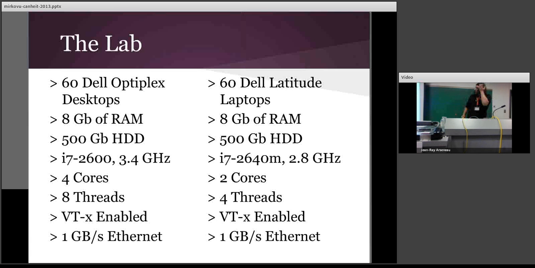Right, so going through the lab again, we've got OptiPlexes and we've got the laptops. The OptiPlexes have nice i7 4-core 8-thread processors and 8 gigs of RAM, and the laptops have 2-core processors with 4 threads and again 8 gigs of RAM. And I think everyone can agree that students generally don't need 8 gigs of RAM and 4 processors with 8 threads.